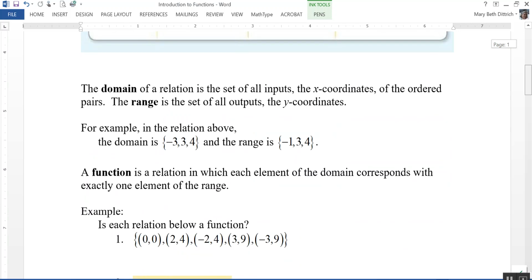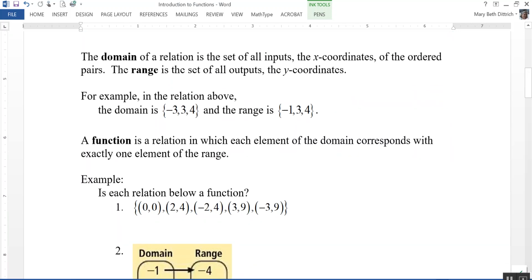The domain of a relation is the set of all of the inputs, or the x-coordinates of the ordered pairs. The range is the set of all outputs, or the y-coordinates of the ordered pairs. For example, in the relation above, the domain is -3, 3, and 4, and the range is -1, 3, and 4.